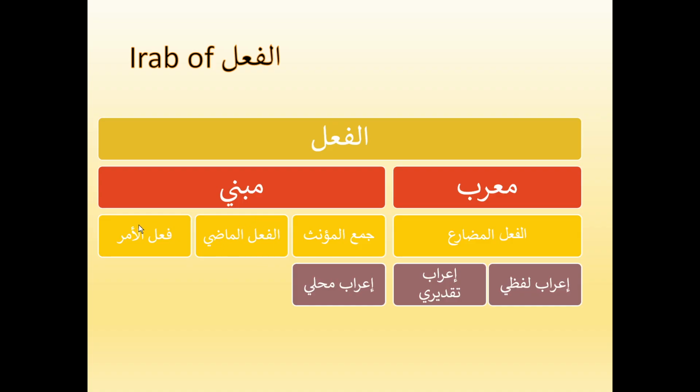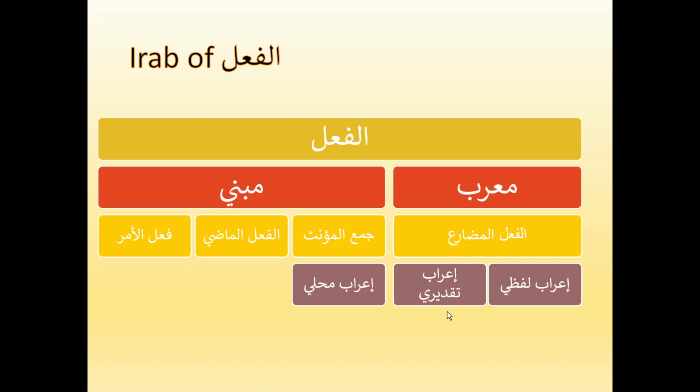However, madi and amr are mabni, and we only say mabni ala whatever it is, ala sukun, ala fatha. It's always mabni ala, but we don't say things like fi mahali. We stop at mabni ala, we stop at the sign. That's all. It doesn't have any i'rab. Only these will have i'rab, meaning you use terms like marfu, mansub, and majzum. This is what I mean by having i'rab.